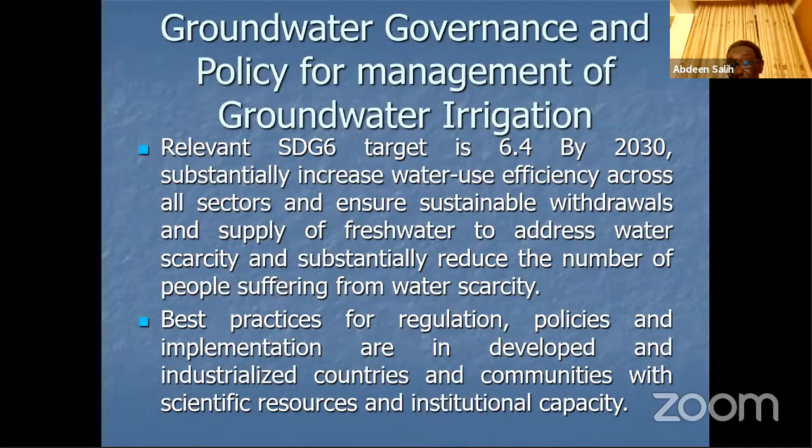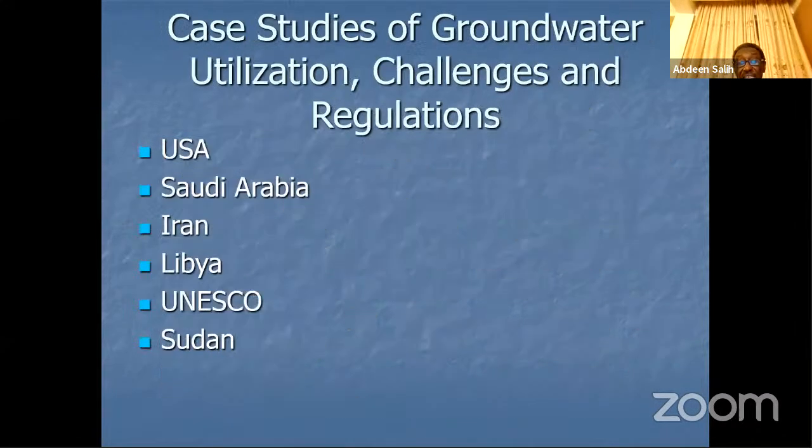For example, SDG 6 target 6.4 looks at a substantial increase in water use efficiency across all sectors by 2030, and ensuring sustainable withdrawals and supply of fresh water to address water scarcity and substantially reduce the number of people suffering from water scarcity. Best practices for regulation, policies, and implementation are, unfortunately, in developed and industrialized countries, with scientific resources and institutional capacities. In other countries, we use groundwater without the basic knowledge to avoid losing this water through contamination, over-abstraction, or other causes.